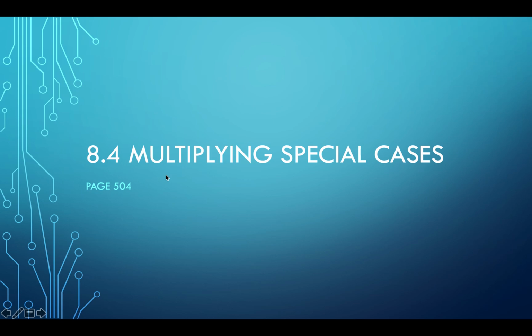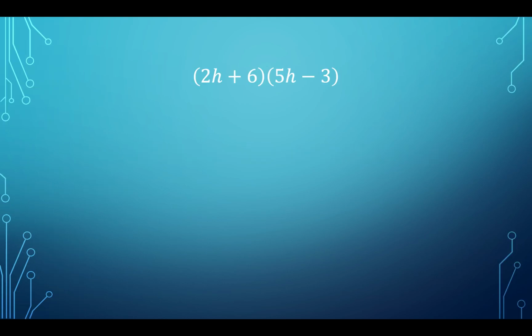Hi everyone, so today's lesson we're going to be working with Chapter 8, Section 4, Multiplying Special Cases. We are in the textbook on page 504. So the first thing we're going to do is a little homework review from yesterday.